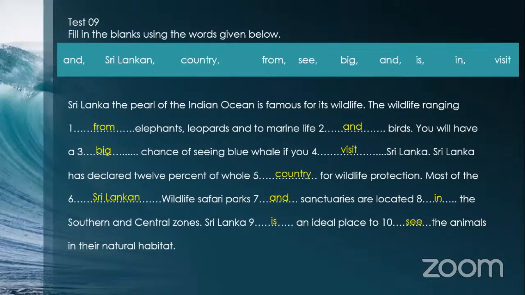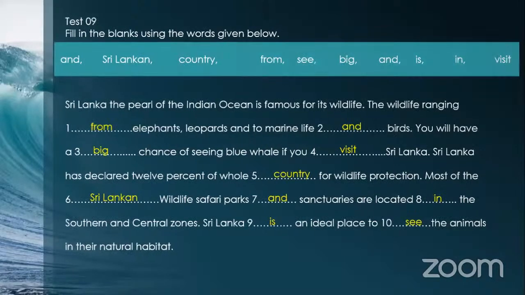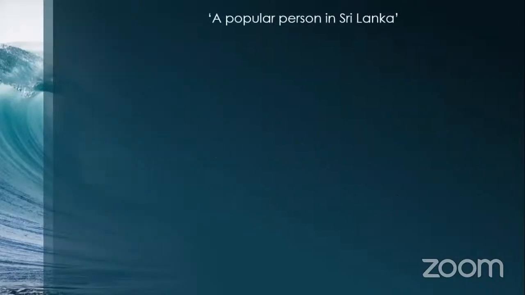The first one asks you to write an article on the importance of healthy food. Second one, write an essay on a popular person in Sri Lanka. And the third one, a speech that you have to deliver in front of the students on the value of friends. So here I have written a model answer for the topic, a popular person in Sri Lanka.